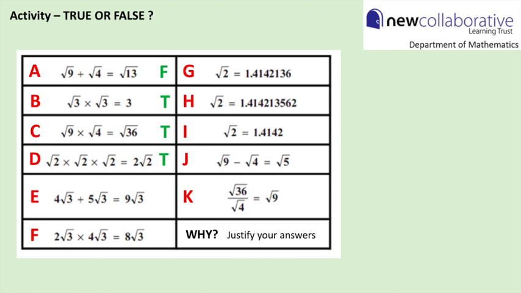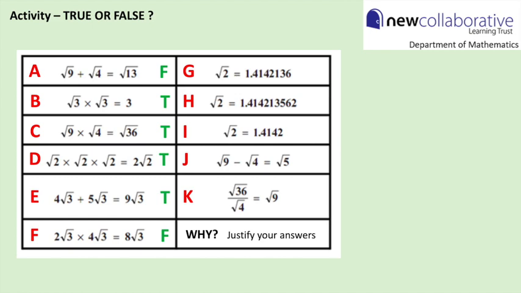Moving on to statement E. 4 root 3 add 5 root 3 simplifies to 9 root 3, so that statement is true. And the statement at the bottom, statement F, 2 root 3 multiplied by 4 root 3 simplifies to 8 multiplied by the square root of 3 times 3. In other words, it's 8 times the square root of 9, not 8 times the square root of 3. So that one is false.